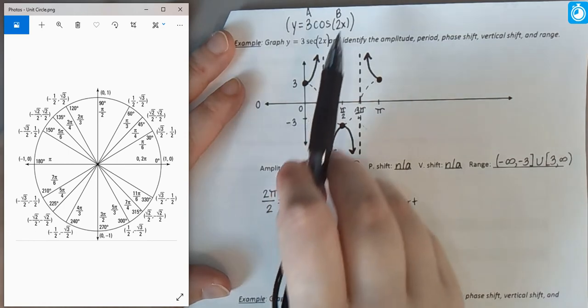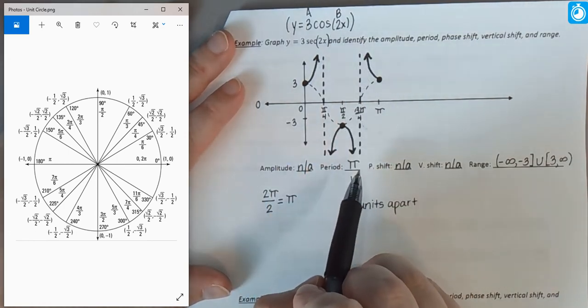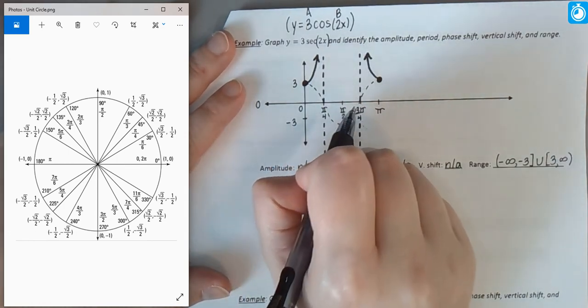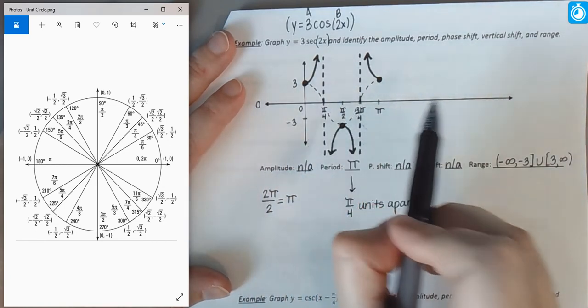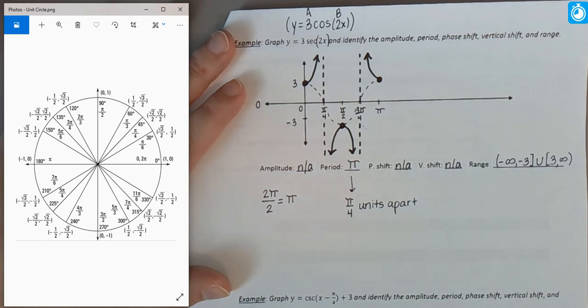And we know, of course, the domain is going to exclude any values where we have asymptotes. And in this case, it's going to be odd multiples of pi over 4. So pi over 4, 3 pi over 4, 5 pi over 4, 7 pi over 4, and so on and so forth.